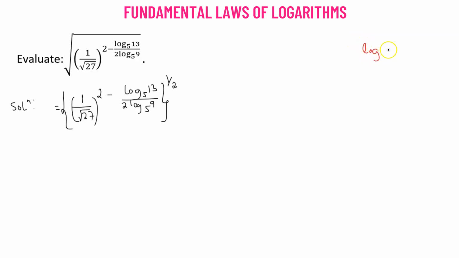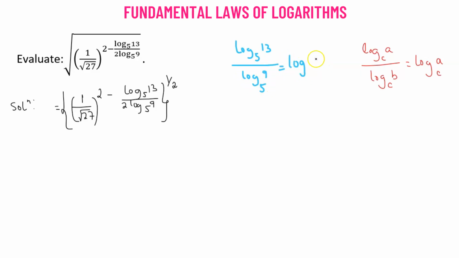That means if we have log of a with a base of c divided by log of b with a base of c, where c is a positive number, then this is equivalent to log of a with a base of b. So in our case, we have log of 13 with a base of 5 divided by log of 9 with a base of 5. This will become equivalent to log of 13 with a base of 9.